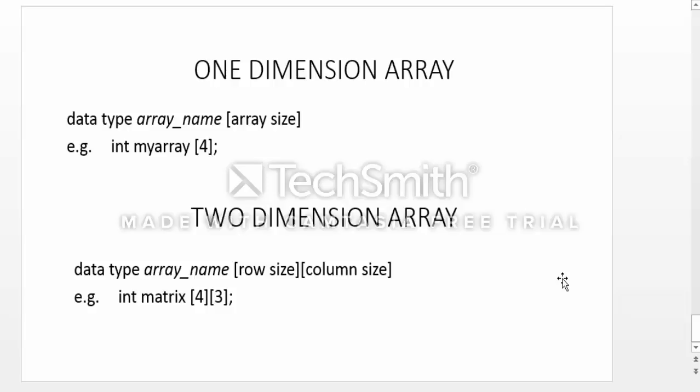For one-dimensional array, to declare it in the first place, you have to use data type followed by the array name and the size of the array in square brackets. For two-dimensional array, you have to declare it by using data type followed by array name and row size and column size in square brackets.